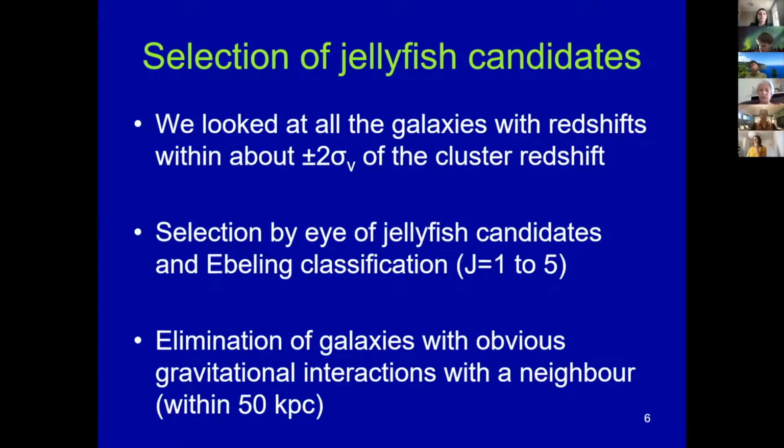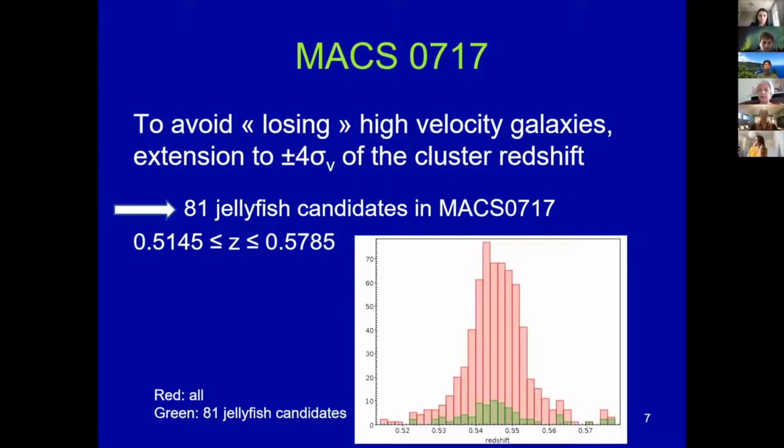We eliminated galaxies with obvious gravitational interactions with a neighbor, that is, those with a neighbor within 50 kiloparsecs and where we could see some signs of interaction, tidal arms, and so on. For MACS J0717, to avoid losing high velocity galaxies, we extended the redshift interval to plus or minus 4 times the velocity dispersion. So we got 81 jellyfish candidates in MACS J0717. You have here the redshift histogram for the entire redshift sample and for the jellyfish candidates in green. You can see that there's no obvious bias, no obvious difference between the redshifts of the jellyfish candidates and the overall redshift distribution.